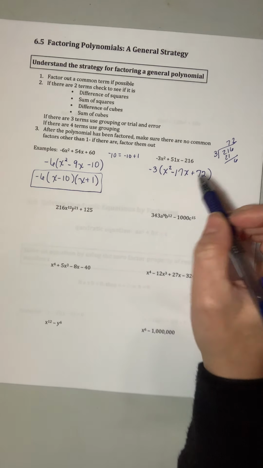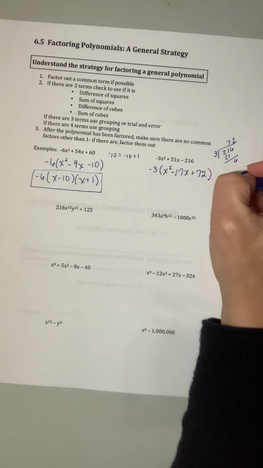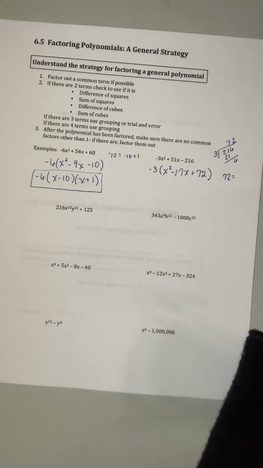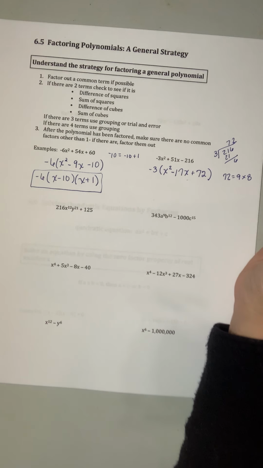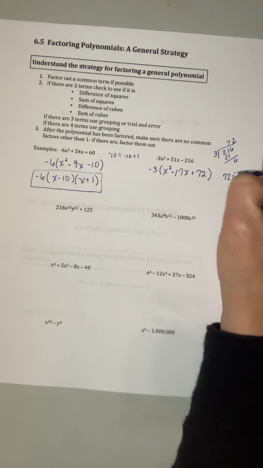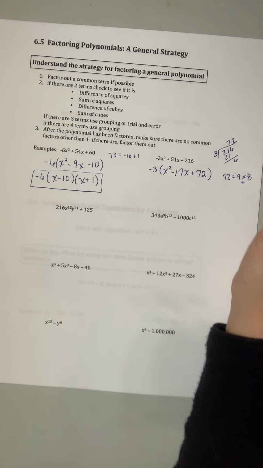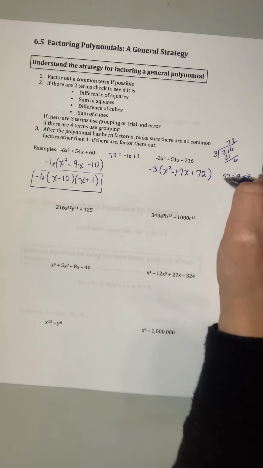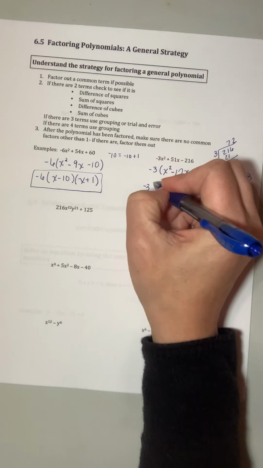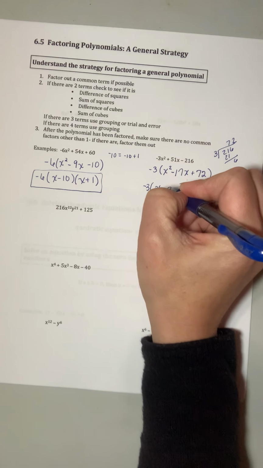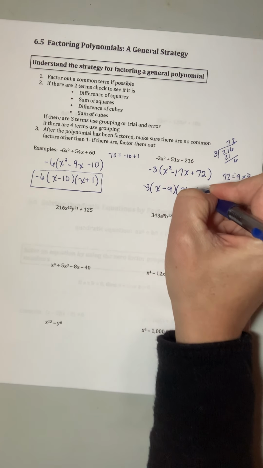Okay. Now we got to see if we can factor this. So I need 2 numbers that we multiply together to get 72 that we also add together to get 17. Well, 9 times 8 is 72, and 9 plus 8 is 17. If these are both negative and we add those together, we get -17, and 2 negatives multiplied together is positive 72. So I have -3, x minus 9, x minus 8.